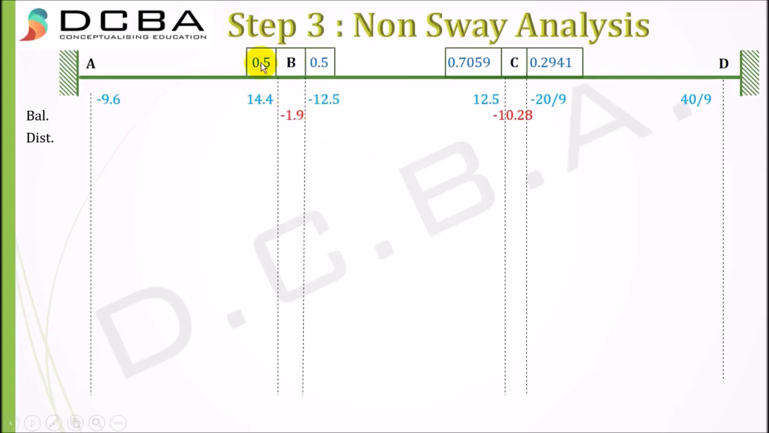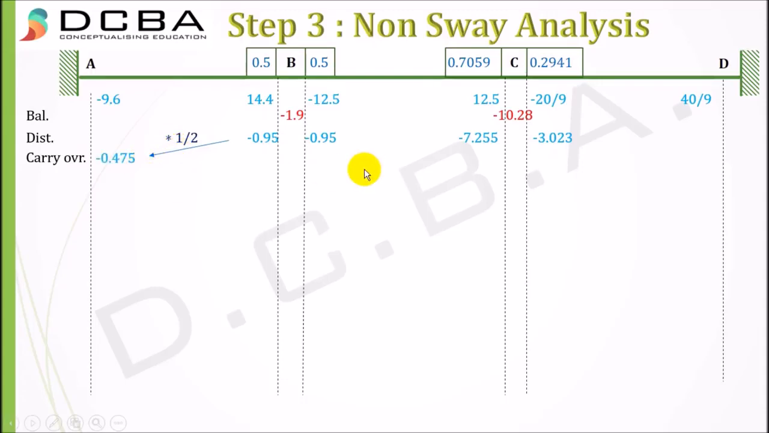Then you have the distribution step, where we multiply the balancing factors with the distribution factor. So minus 1.9 into 0.5 is minus 0.95, here again minus 0.95. Here it will be this into this, minus 7.255, this into this, minus 3.023. Carryover is basically this minus 0.95 would be carried over to A, and while carrying it over you will have to multiply it by half.